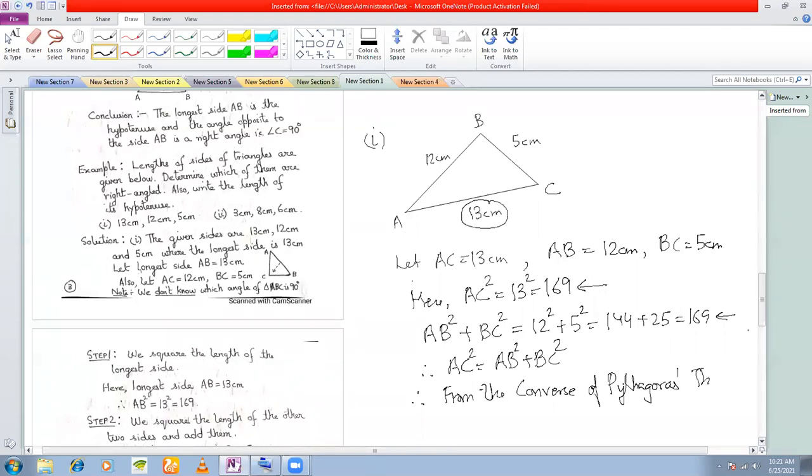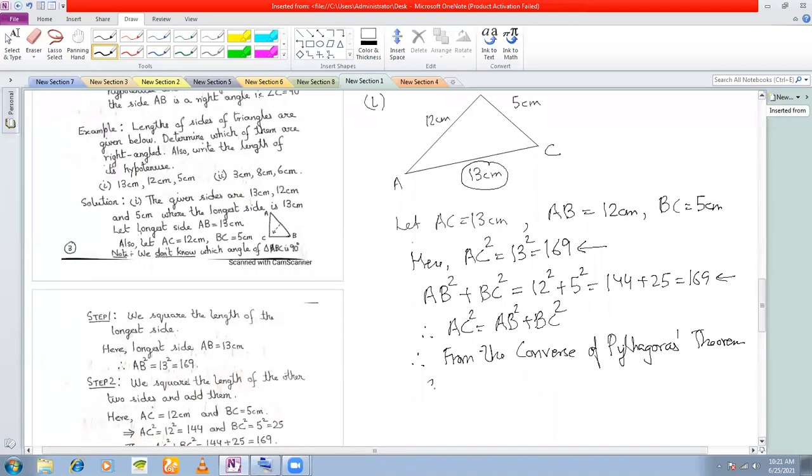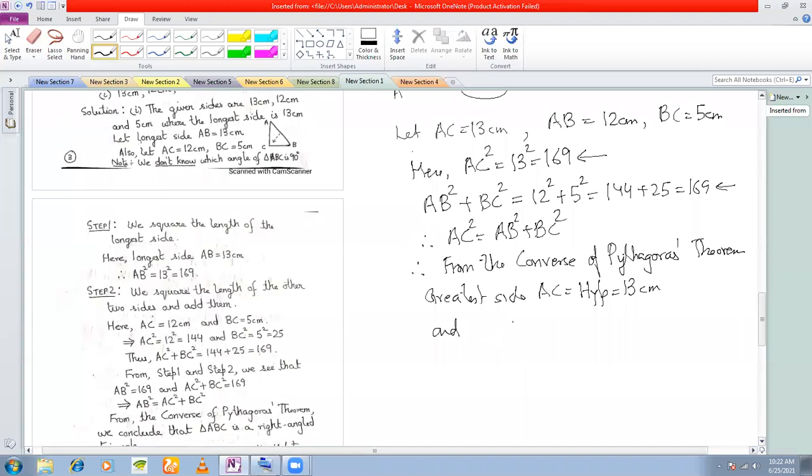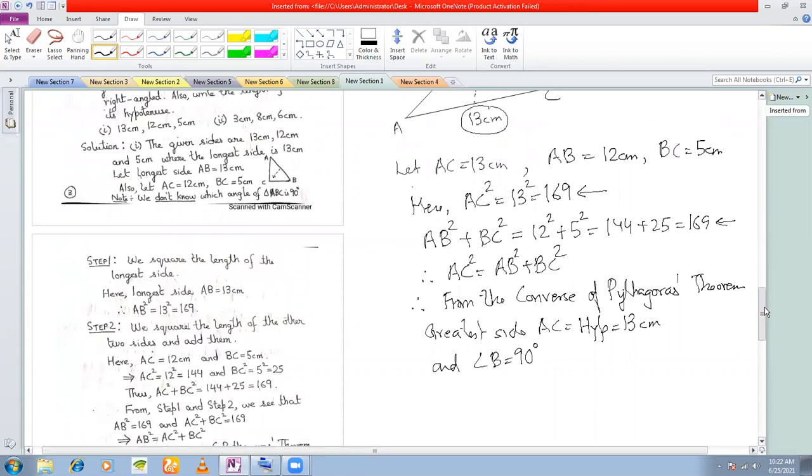Sir, the biggest side will be the hypotenuse. Yes, the greatest side, AC, must be the hypotenuse, equal to 13 centimeter, right? And which one is the angle? The 90-degree angle is opposite to the greatest side. You see, this angle here is the 90-degree angle, and angle B is equal to 90 degree, right? So that's it. That is how you apply the converse.